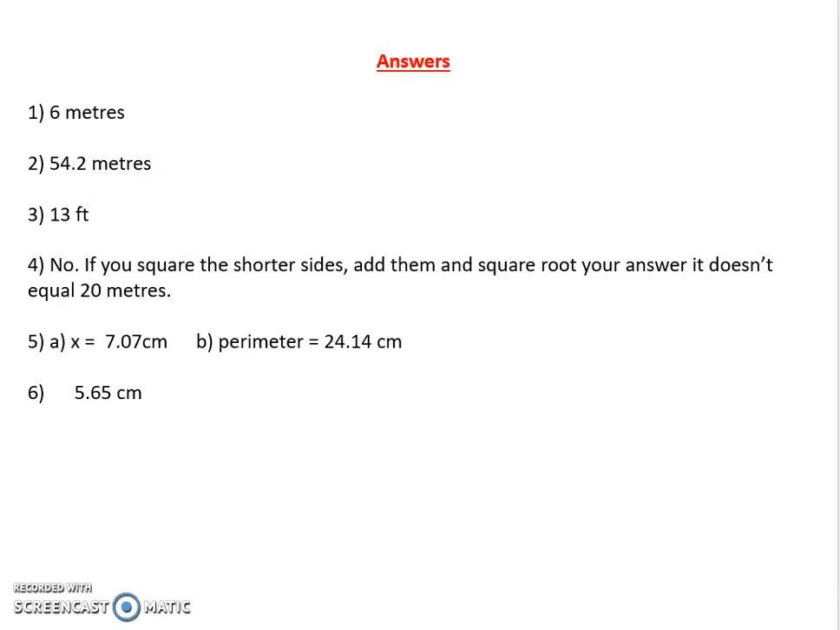So here are the answers for those worded questions. Okay, so just here, number 4 is asking if it was a right angle triangle, and if you square the 2 shorter sides and add them and square root your answer, it doesn't equal 20 meters. Okay, so that's the way that you would show if something is right angled or not. So please pause and correct or mark your work, please, year 10.